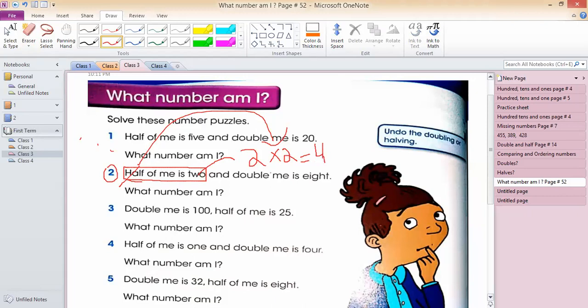Okay. Check your answer with the second hint. If you double that number, the answer is 8. So find out half. 8 is the answer. Find out half of 8. 8 divided by 2 is, so 4 is the answer. Now you can check. Half of 4 is 2. Yes. Double of 4 is 8. Yes. So the answer number is 4. Clear, guys?